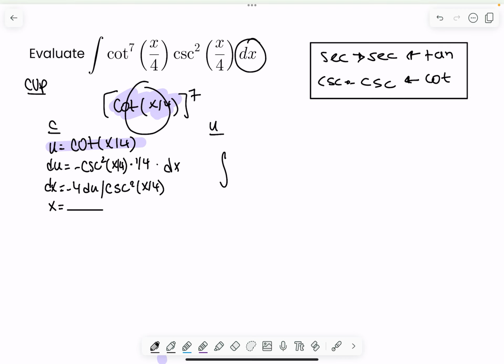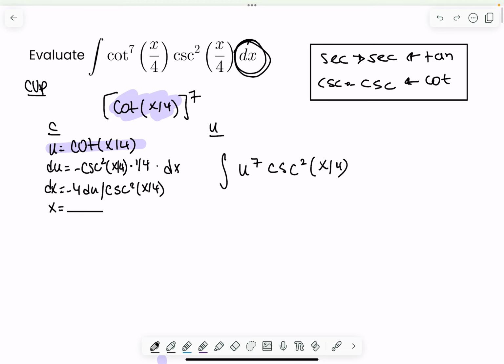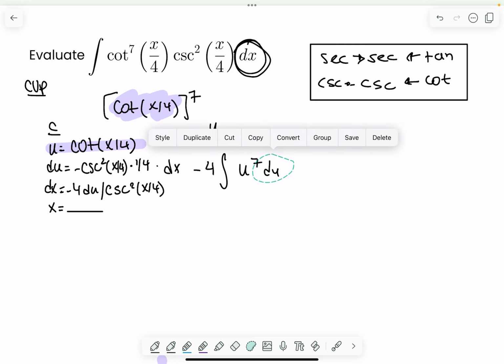So then we have this, I made my u. So it's going to be u to the 7th times cosecant squared of x over 4. And I know it's not in terms of u, but remember, the whole point is dx is going to have something that cancels out this. And so we have a negative 4 du divided by cosecant squared x over 4. And look, these cancel out. Isn't that beautiful? So you're left with this, and then because these are all being multiplied together, you could take this constant out to the front, and then you have such a nice integral.